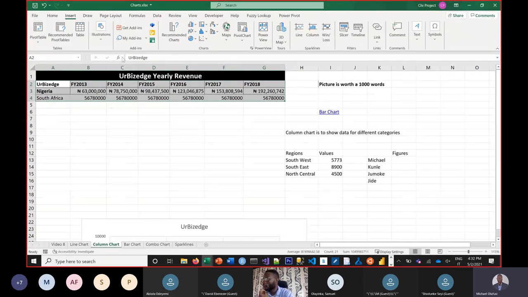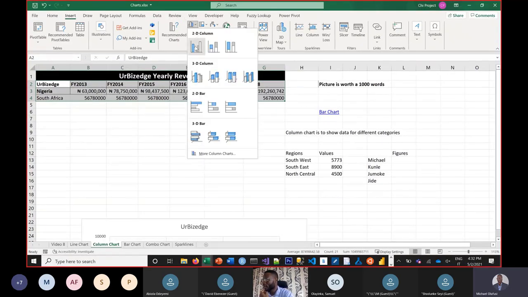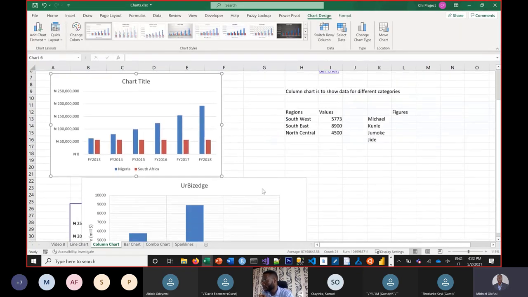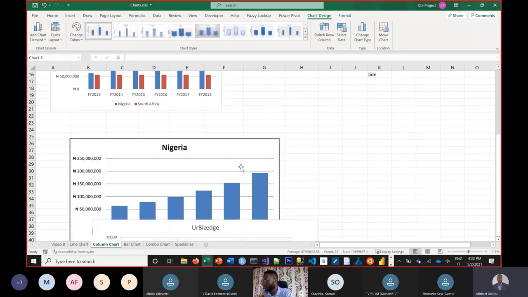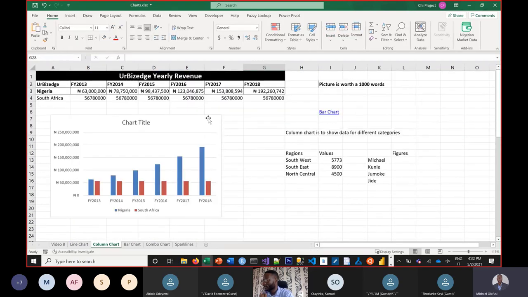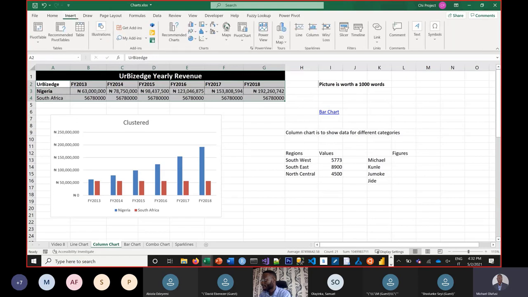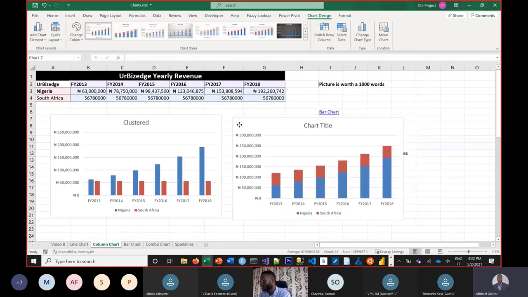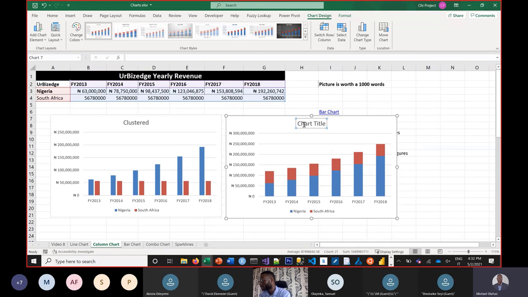So let's start one after the other. I'm going to plot the clustered. I'll take it to one end, one corner of my Excel. Let me drag all these ones down. So this is the cluster. I'm going to call it cluster. Okay. I'm going to do another one. It's going to be the stacked. I'm going to do another one, call it the stacked. I chose the stacked option. Remember, I've shown you all those options.